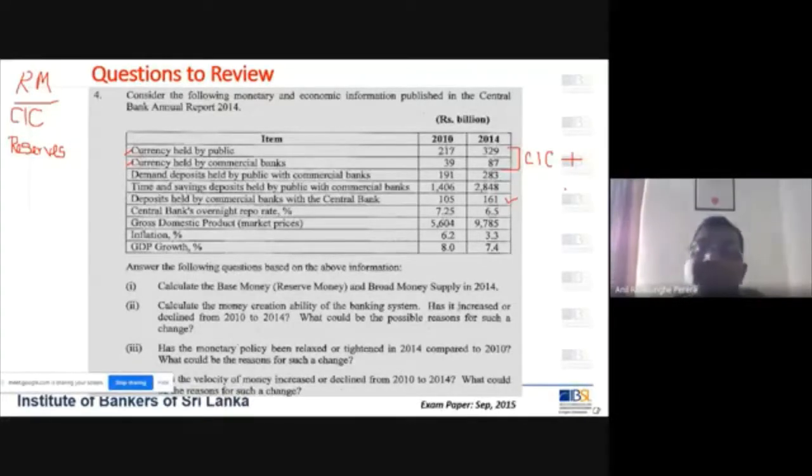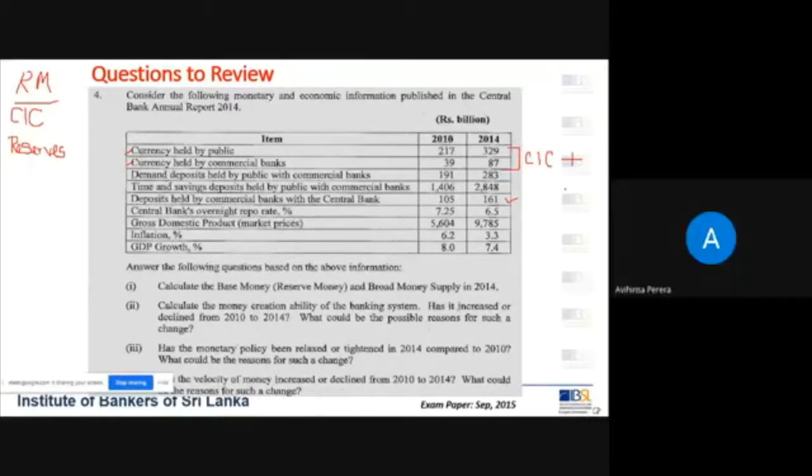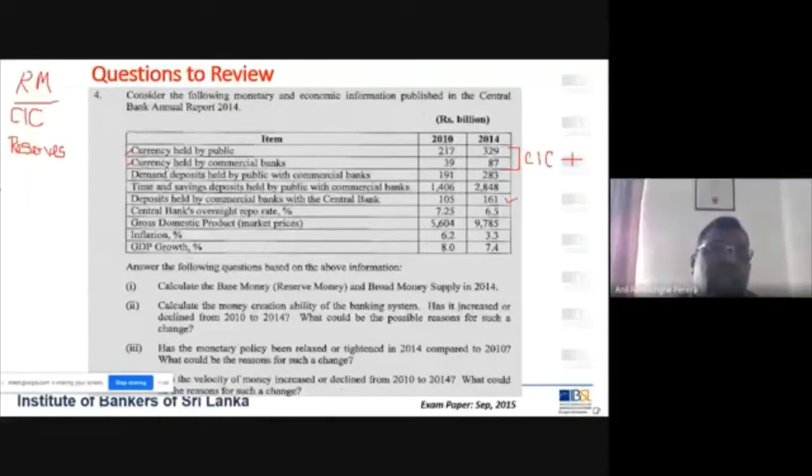So you have to add up 329, 87 and 161, isn't it? What is the number you get if you add up all these three? 577 billion. Exactly, 577 billion. Good. So reserve money is 577 billion. Correct.